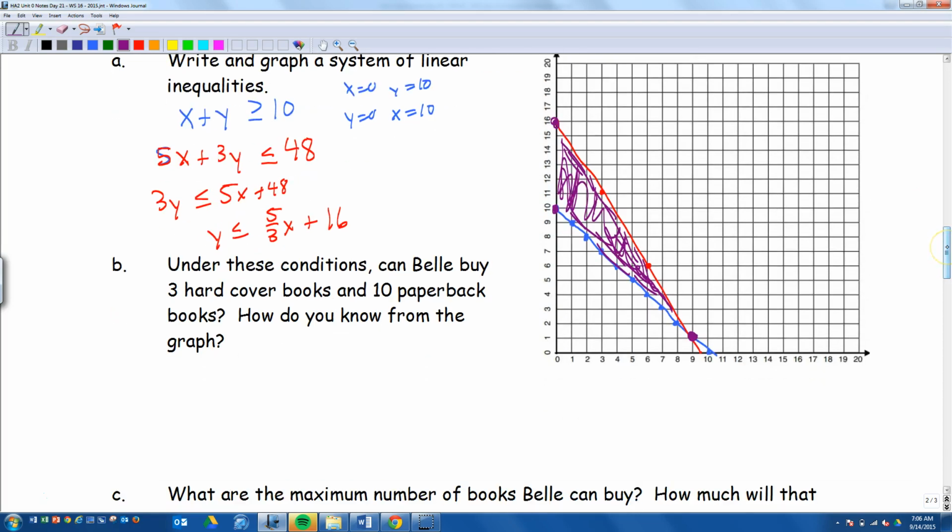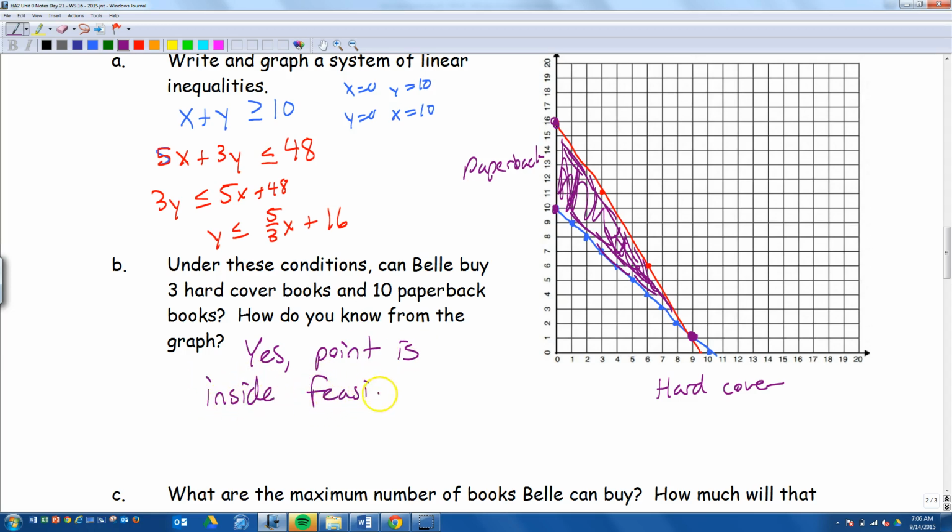Under these conditions, can Belle buy 3 hardcover books? Oh, by the way, X is hardcover and Y is paperback. So 3 hardcover and 10 paperback books. If we look at (3, 10), (3, 10) is in the region, so yes. That point is inside the feasible region.